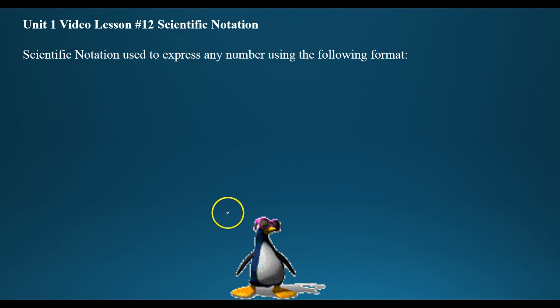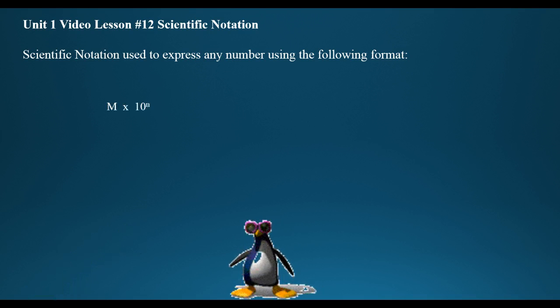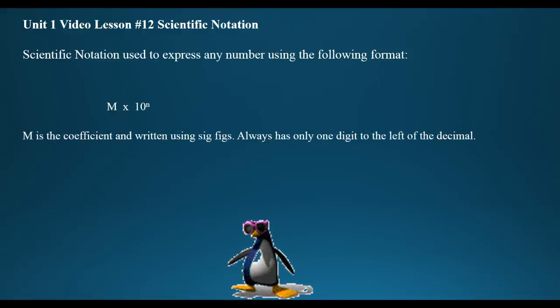So scientific notation is used to express a very large number or a very small number in the following format: m times 10 to the nth power. M is a coefficient and it's written using significant figures. So if your number, whether it's a very large number or very small number, has three sig figs, then you must use three significant figures in the coefficient. It always has one digit, and this is really important, one digit to the left of the decimal.